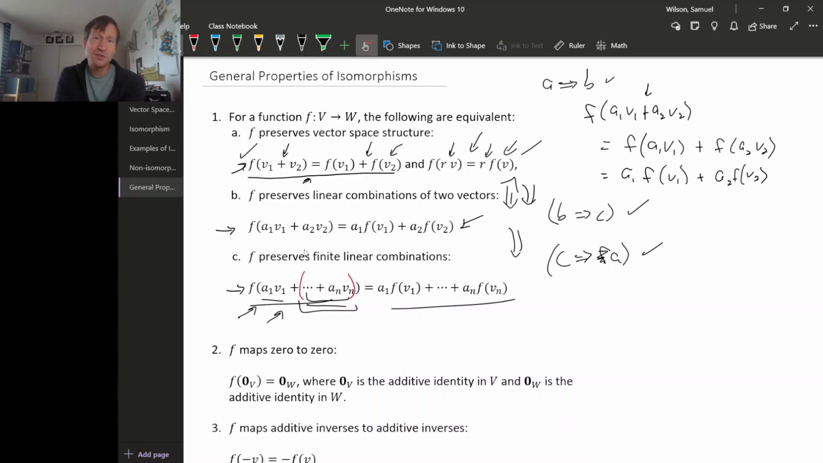So if we want to prove that a function preserves vector space structure, we really only need to prove one of these. We don't have to prove two separate things, these two separate statements. So that can be a labor saver.